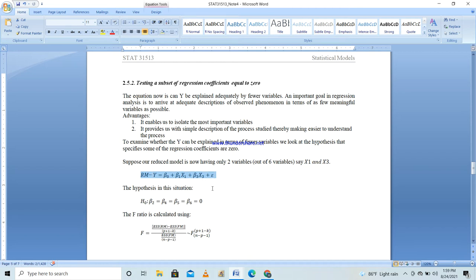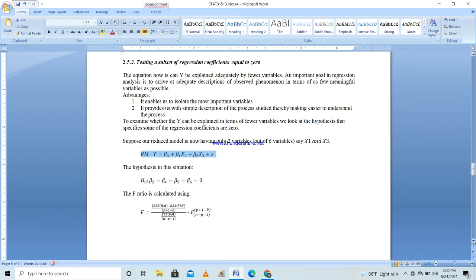In this case, we have to decide whether this reduced model is a better model to use in the predictions. If we use this model as the reduced model, we are testing whether these missing parameters, beta 2, beta 4, beta 5, beta 6, are equal to 0 or not. Now in this case, we can take our statistic: the error sum of squares of the reduced model minus the error sum of squares of the full model, divided by p plus 1 minus k.